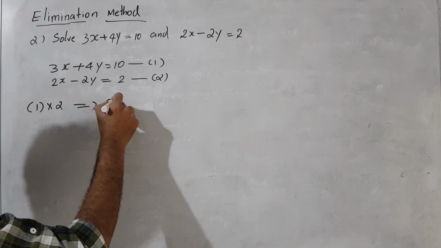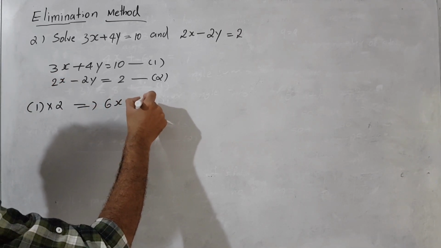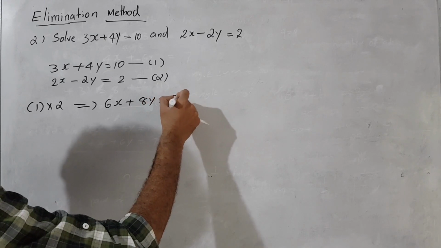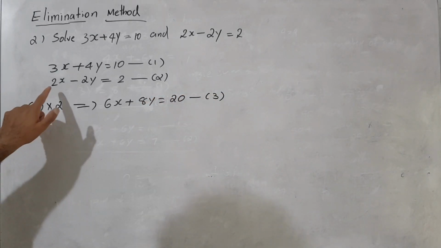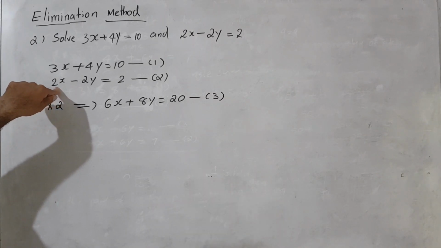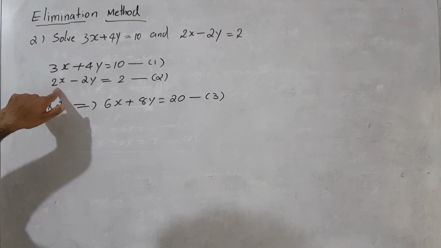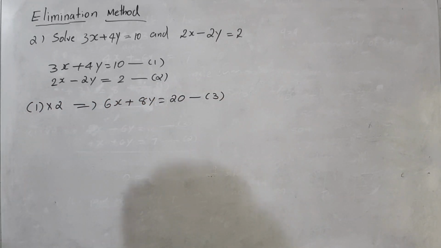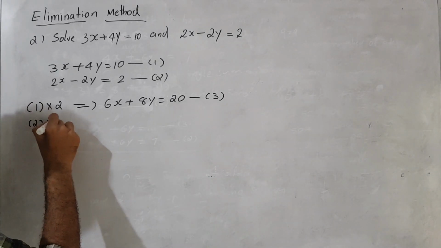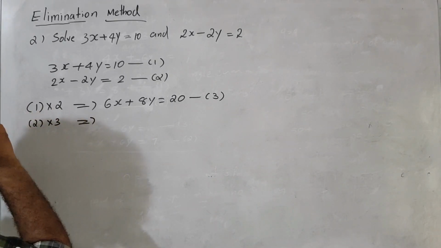Equation 1 into 2 implies what do we get? 3x into 2 is 6x plus 8y is equal to 20. That is equation 3. Here, how do we make 2x as 6x, or 2 as 6? For that, we multiply this by 3. So, we multiply the whole equation by 3. Correct? Then equation 2 into 3 implies what do we get?